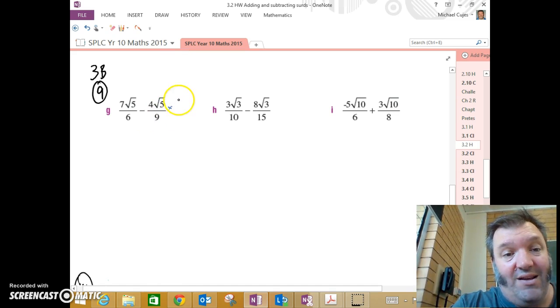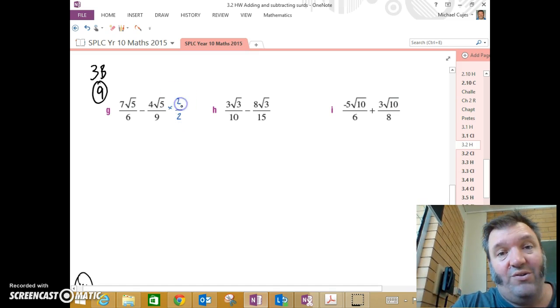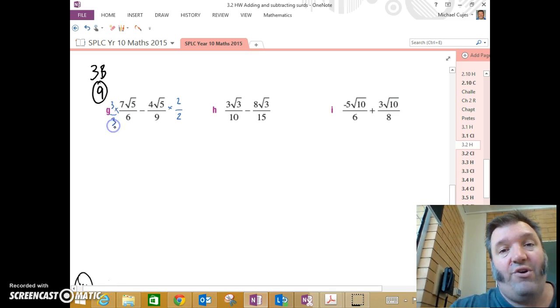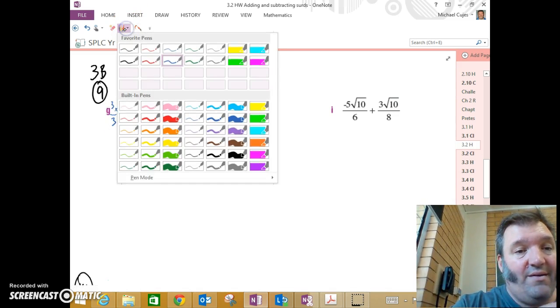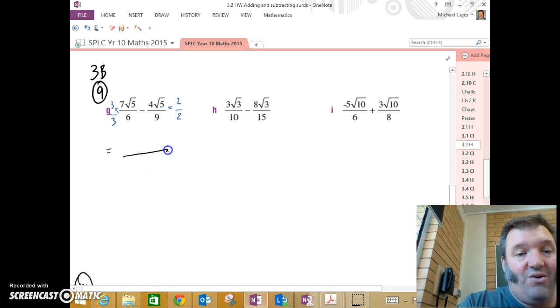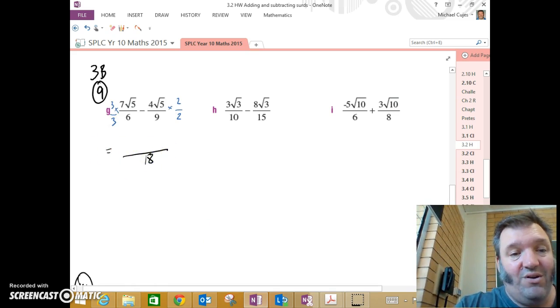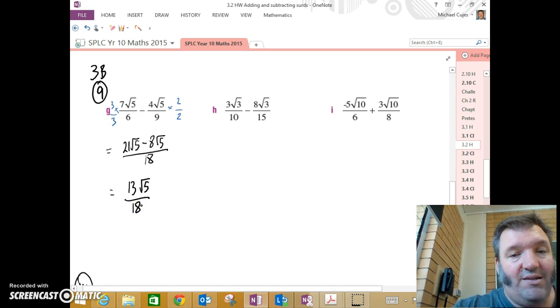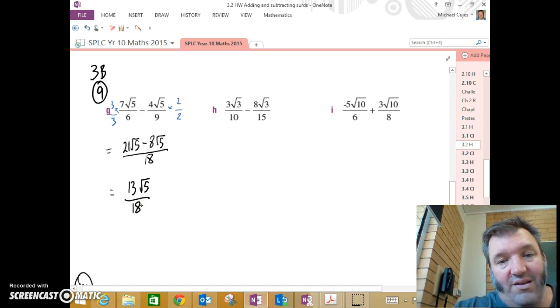So to get 9 into 18, it's got to be multiplied by 2. So I've got to do the same to the top. So I've got an equivalent fraction. The one on the left, obviously, 3 over 3 is what I've got to multiply by. We go ahead and do the multiplication. So this is now all divided by 18, which is good. 3 by 7 is 21 root 5. I've got a minus sign there, so it stays minus. 2 by 4 is 8 root 5. So 21 root 5 minus 8 root 5, 13 root 5, all divided by 18. It's that easy. Let's try another one.